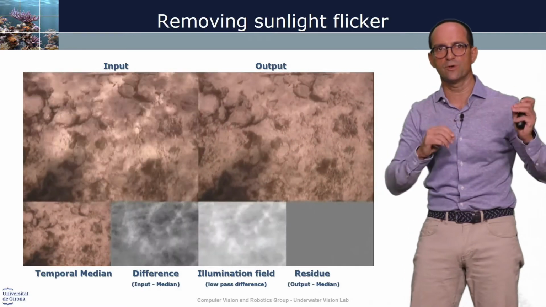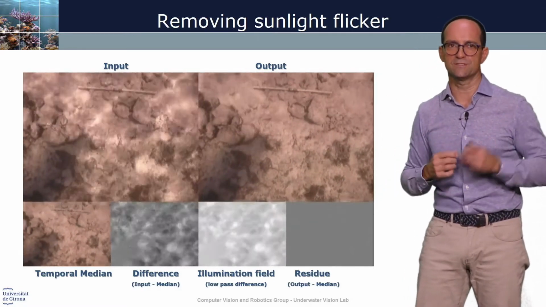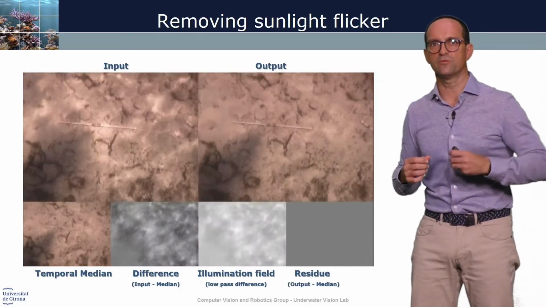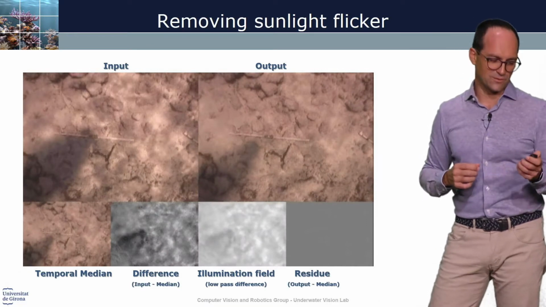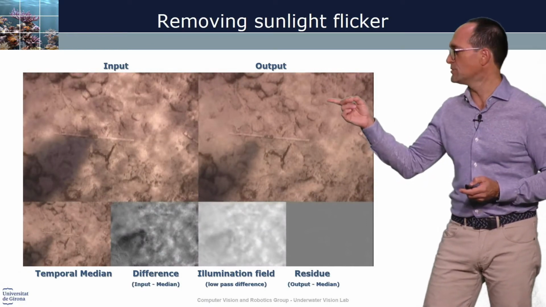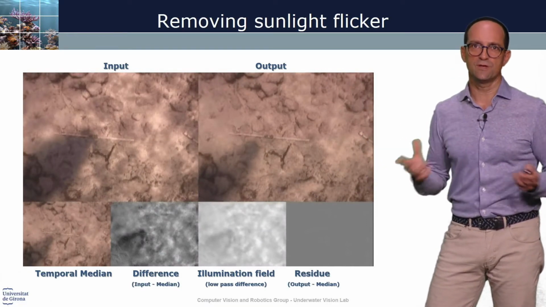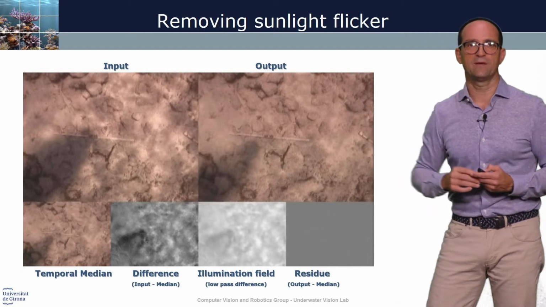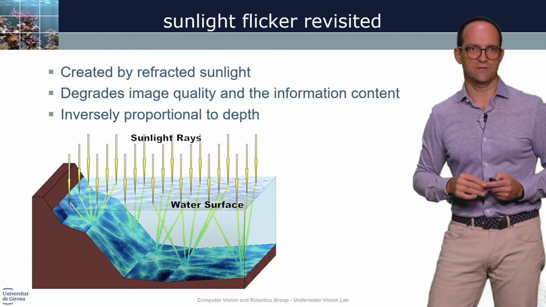We get two components, and one of these components is the illumination field that we can then remove from the original image to get the output image, which is the image that we're going to use to process if we want to build a map with this sequence, for instance.